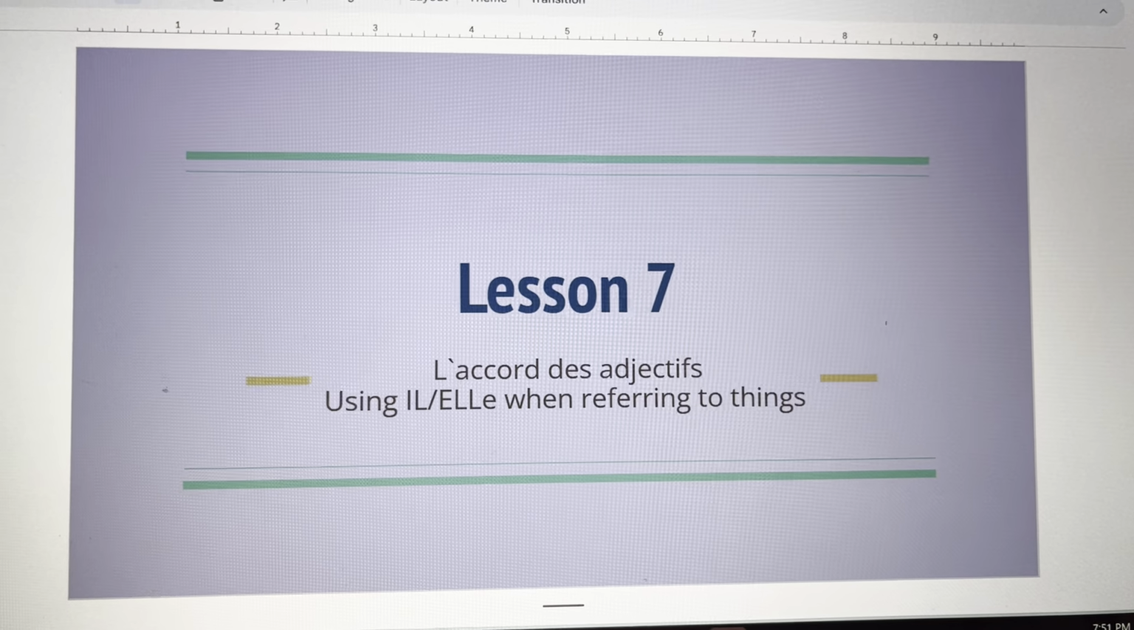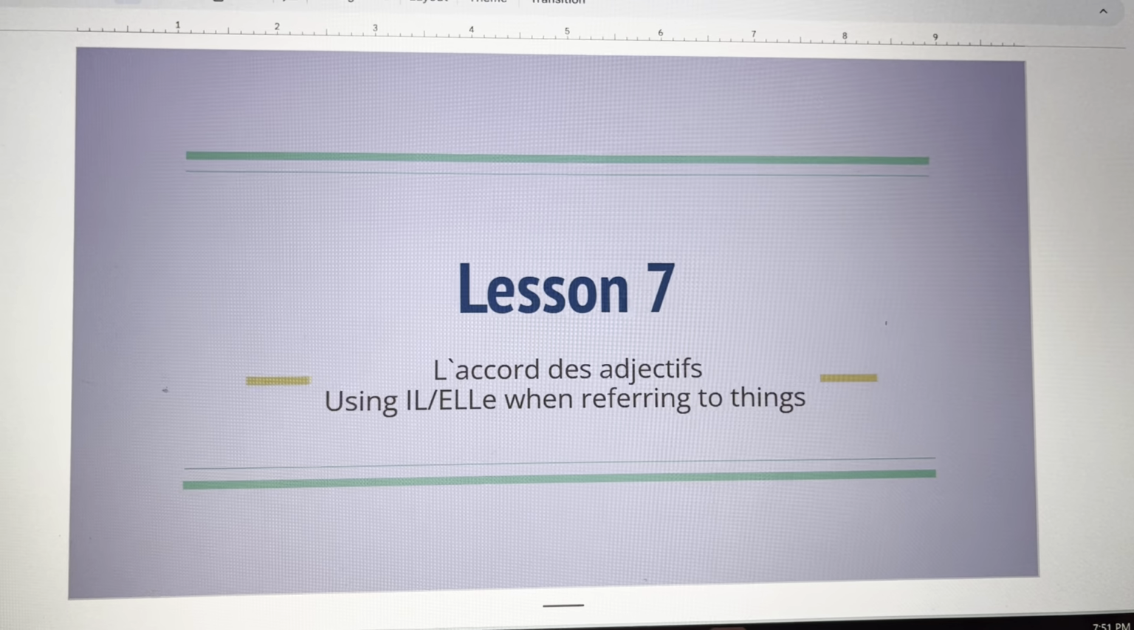Or you could say, ils sont sociables. These people are friendly. They are friendly. And then you can say, moi aussi, je suis assez sociable. I am quite friendly. Assez sociable.